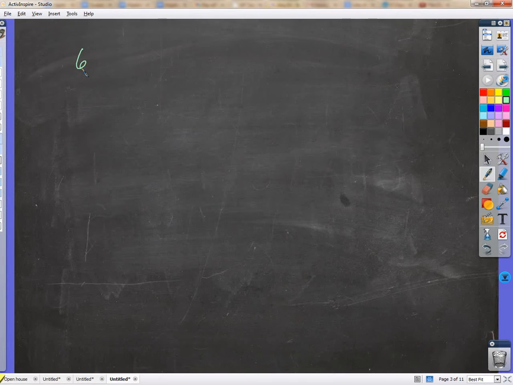What's the opposite of 6? Negative 6. Okay. What's the opposite of negative 6? 6. Very good. So if negative 6 is the opposite of 6, then they're opposites of each other, so 6 would also be the opposite of negative 6.